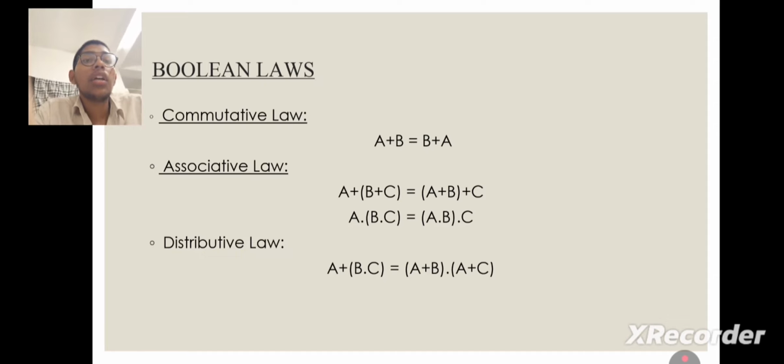Associative law: A plus (B plus C) equals (A plus B) plus C, or A into (B into C) equals (A into B) into C. Distributive law: A plus B into C equals (A plus B) into (A plus C).